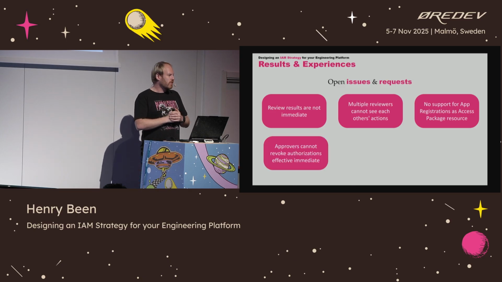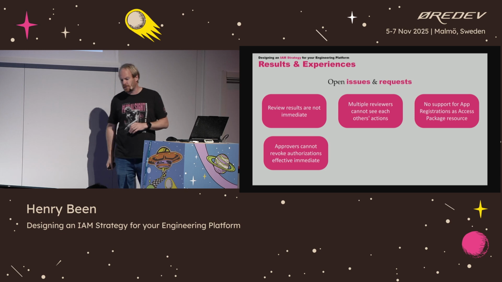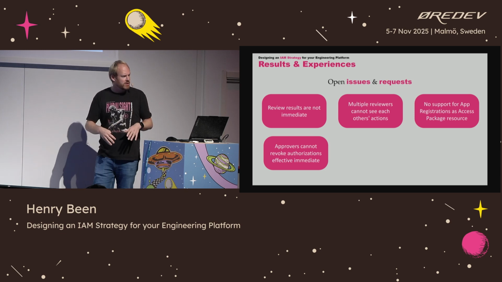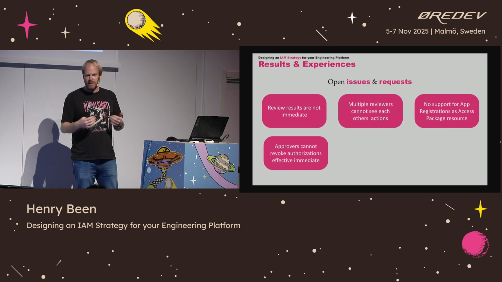Approvers cannot revoke authorizations immediately. Again, if you have to fire somebody on the spot for something they did that really can't pass, you still have to get them in that office, revoke all of their permissions manually as an administrator, and wait 60 minutes before you let them go.